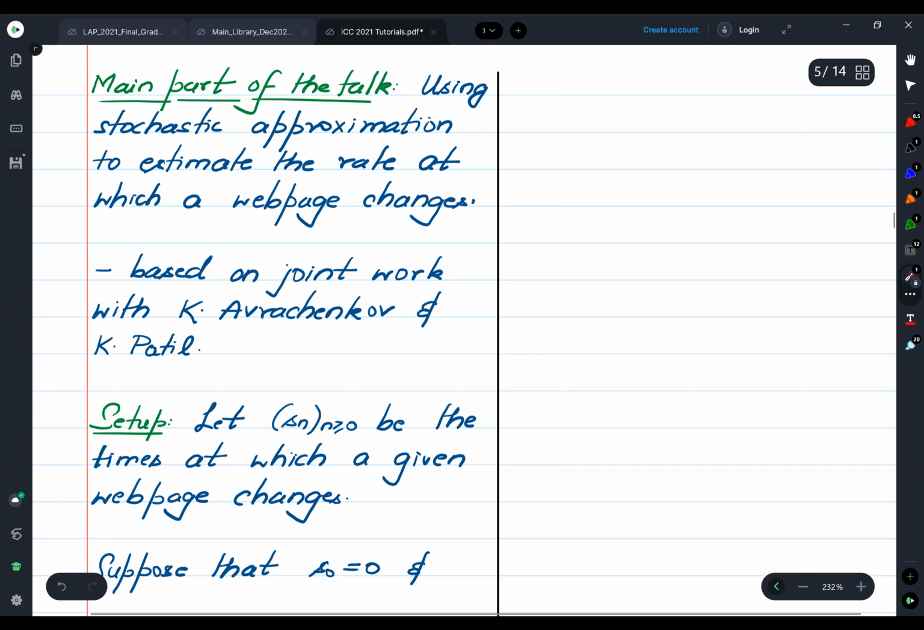This part of the talk is based on a recent work done jointly with Konstantin Avrachenkov and Kishore Patil. Let me pause here for a second or two. If there are any questions regarding this idea of web crawling and how we plan to use stochastic approximation, this may be a good point to ask. Are there any questions? There aren't any chats, sir, but if anybody wants, they can unmute and ask.